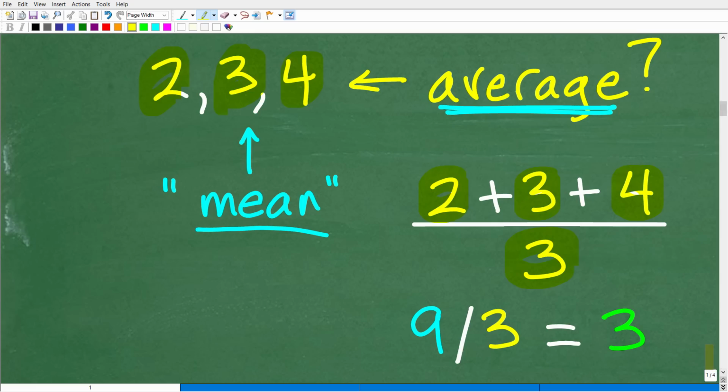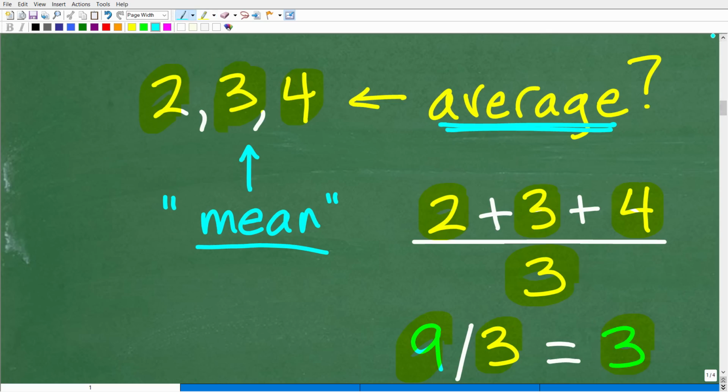And when we do that, 2 plus 3 is 5, 5 and 4 is 9. So 9 divided by 3 is 3. Okay, so again, that is the mean, that is the average, and that's how we calculate it. But the average or the mean is only one measure of what we call measures of central tendency. For those of you that want to learn more about this stuff, we're talking about basic statistics, but that's for another discussion.